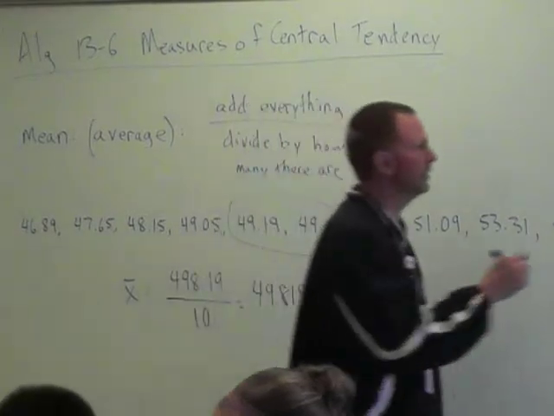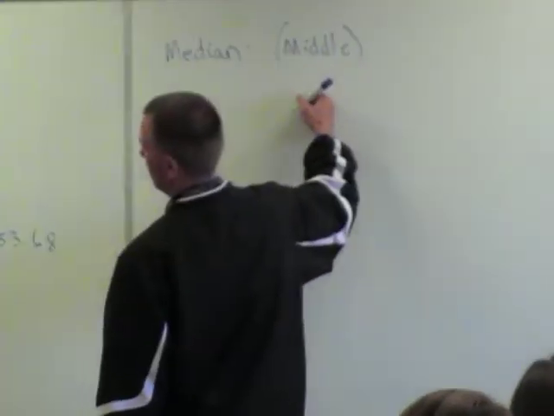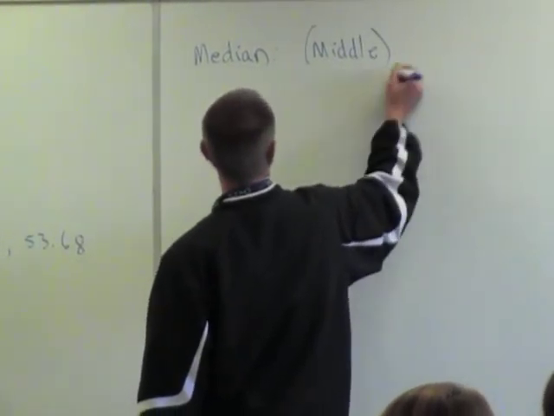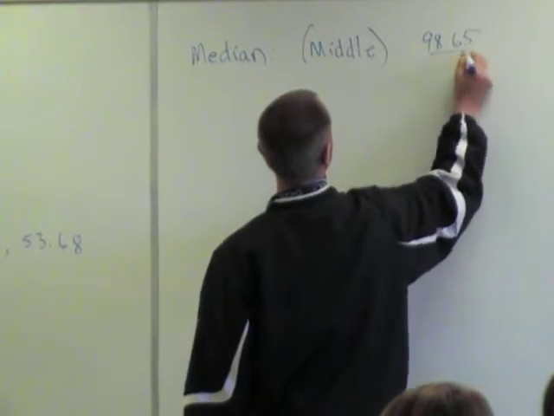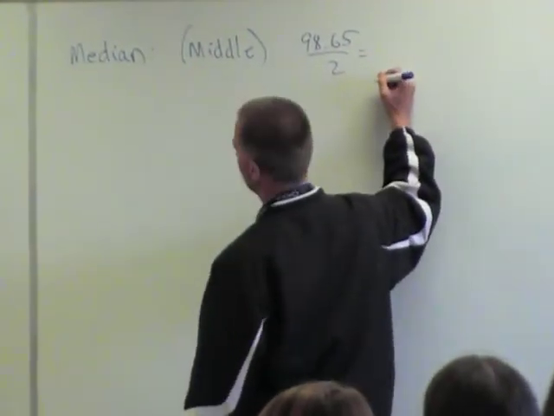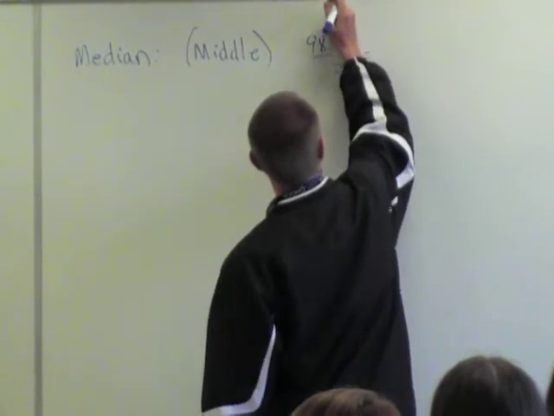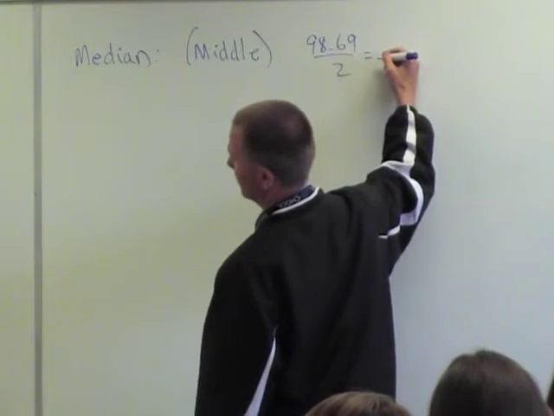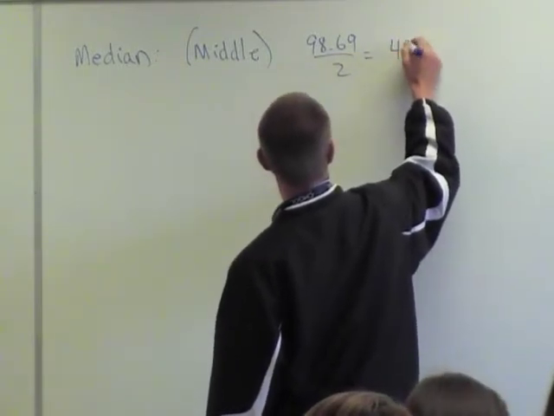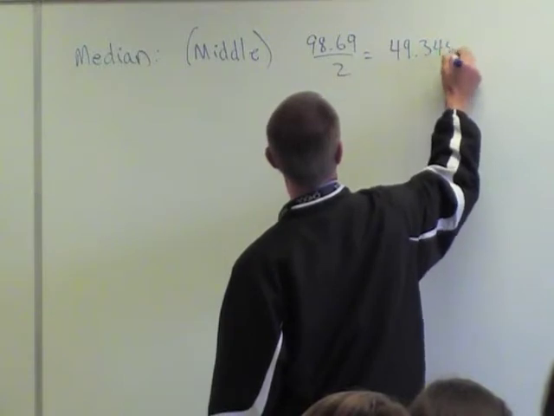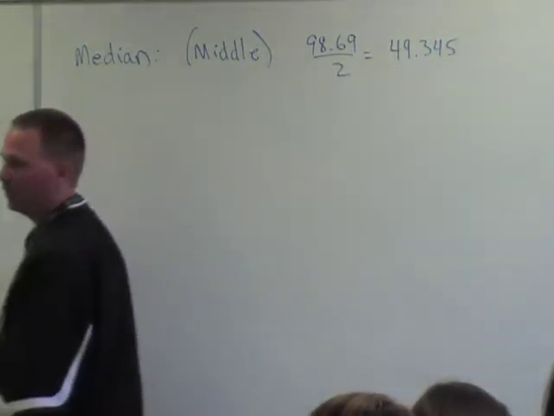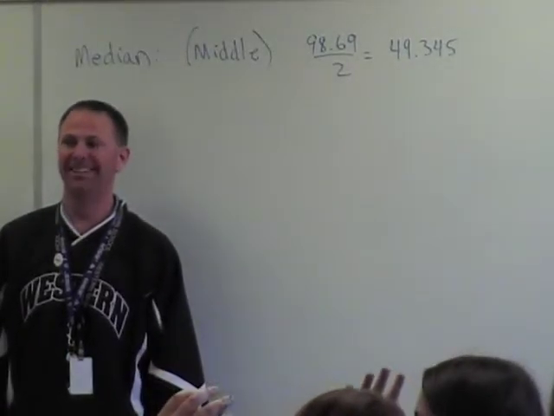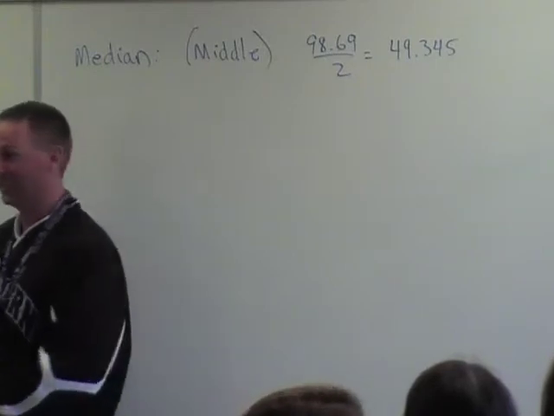Everybody do this. 98.65 divided by 2. 49.345. Yeah, you got that right. Okay, good.